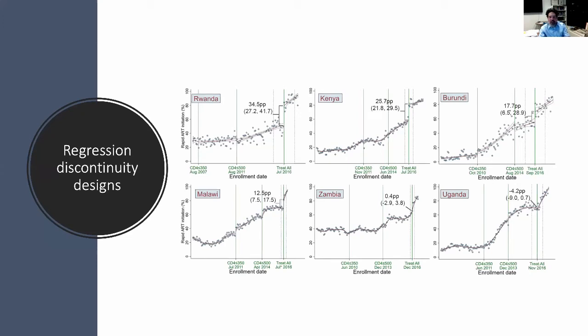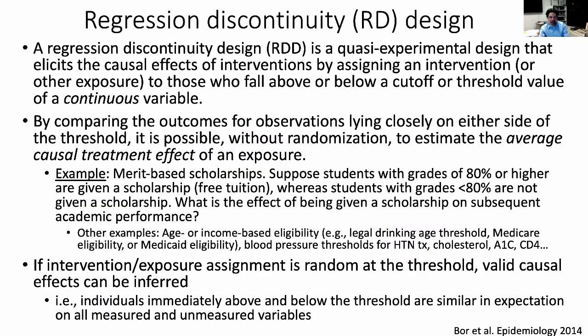Into regression discontinuity designs. So regression discontinuity, or RD, as you sometimes hear it called, or RDD, is a quasi-experimental design that elicits the causal effects of interventions by assigning an intervention or other exposure to those who fall above or below a cutoff or threshold value of a continuous variable. So this is a key feature of RD designs.